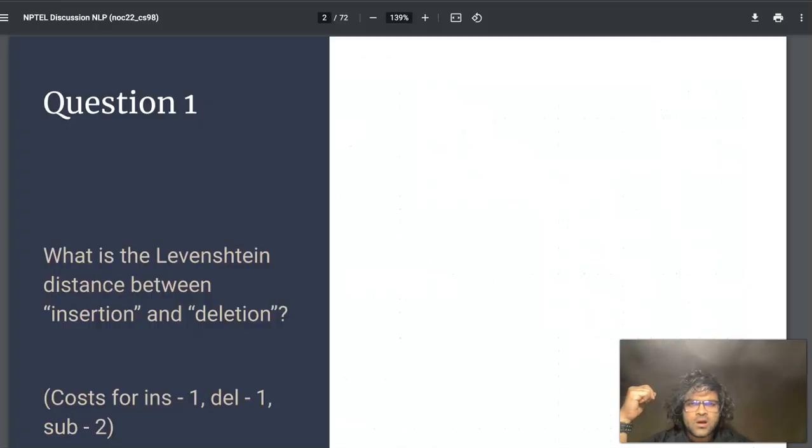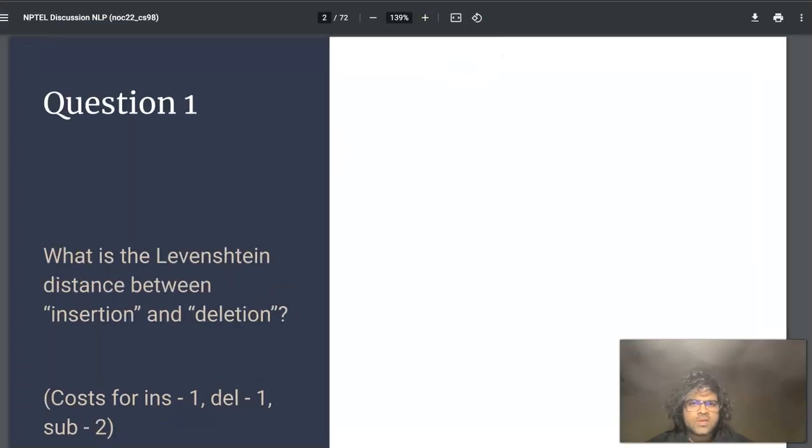So the first question is related to that. In the lecture slide also, I think the professor discussed insertion and deletion, and there are multiple costs involved. For insertion the cost is 1, deletion is 1, and substitution is 2.